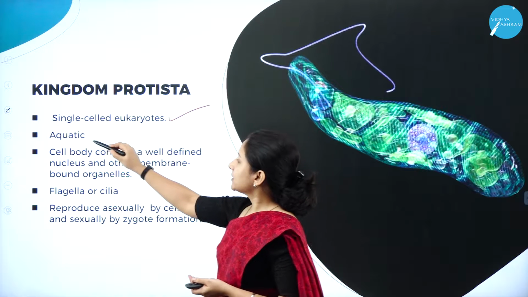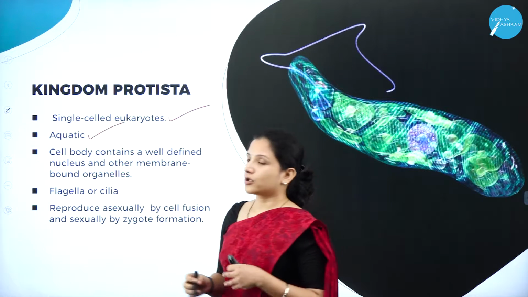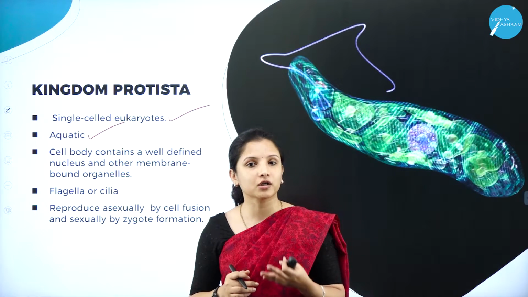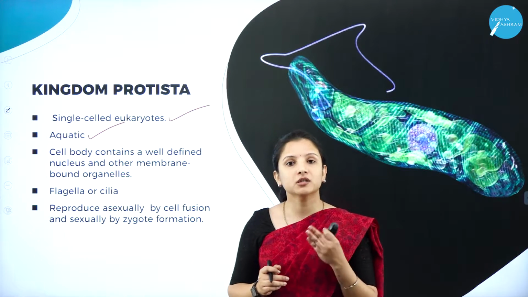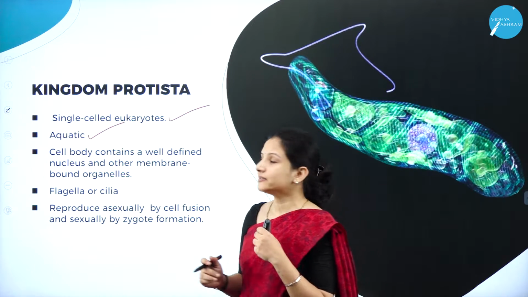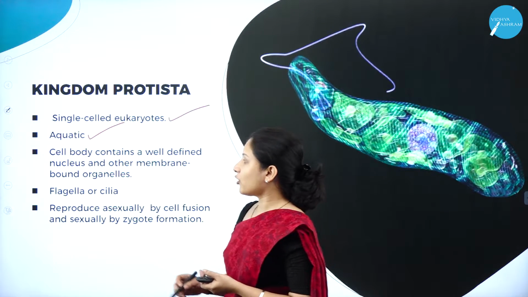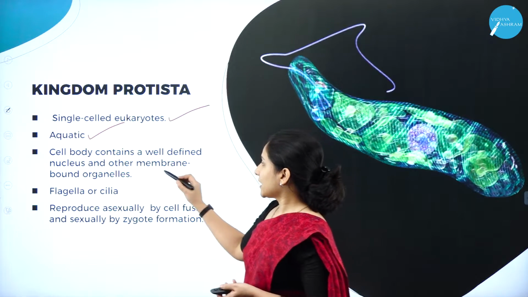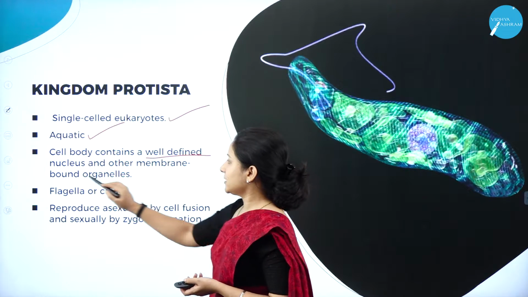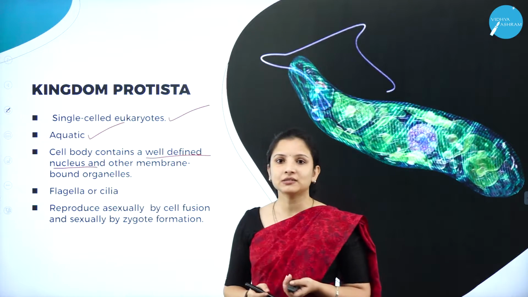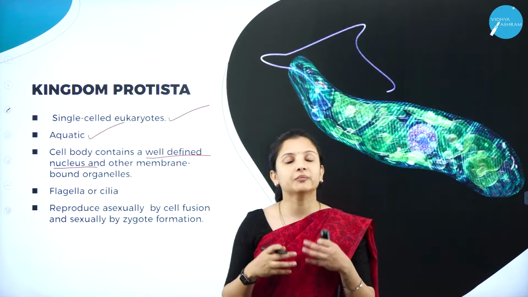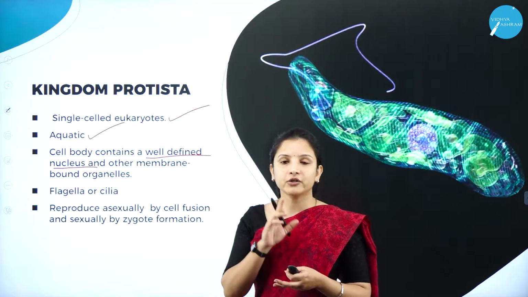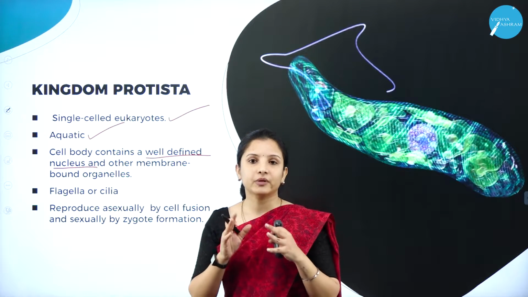And next is, they can be aquatic. What is the habitat? They are aquatic, means they live in waterlogged conditions. They live in the water. Therefore, their habitat is aquatic. And the cell body of members of Protista contains a well-defined nucleus. Well-defined nucleus means the nucleus is covered by a nuclear membrane, and that is why I told you they are eukaryotes and therefore they have been put here.